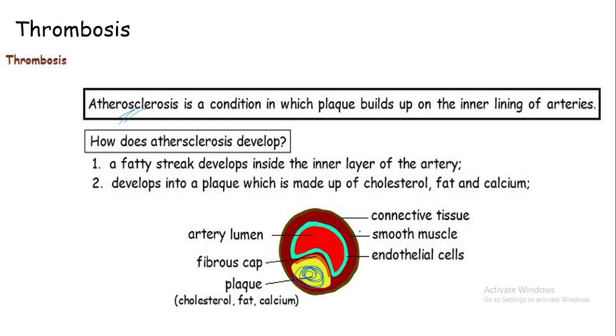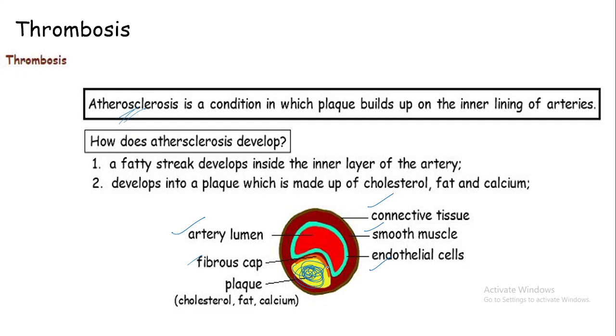So why am I telling this? We'll come to that. This is the connective tissue, the smooth muscle of the blood vessel, and the endothelial cells. This is the fibrous cap, the artery lumen, and the blood. This is the plaque formed. Don't you see it is obstructing the normal flow of blood here?